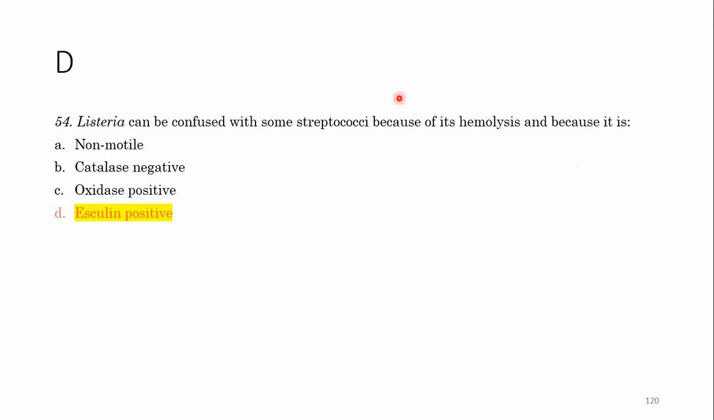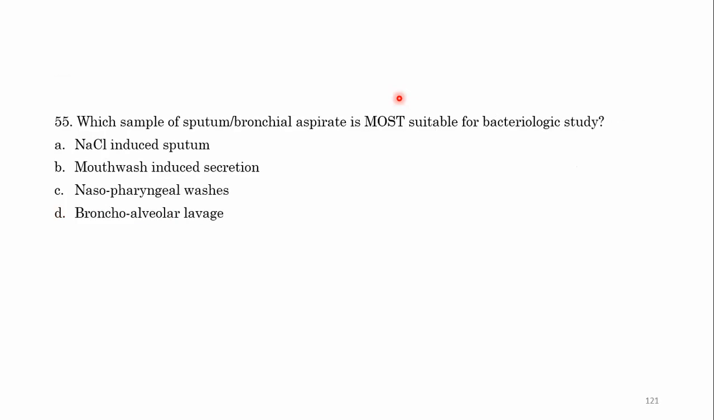54, letter D. 55, which sample of sputum or bronchial aspirate is most suitable for bacteriologic study? A, sodium chloride-induced sputum. B, mouthwash-induced secretion. C, nasopharyngeal washes. D, the BAL or the bronchoalveolar lavage. The correct answer is letter D, bronchoalveolar lavage.